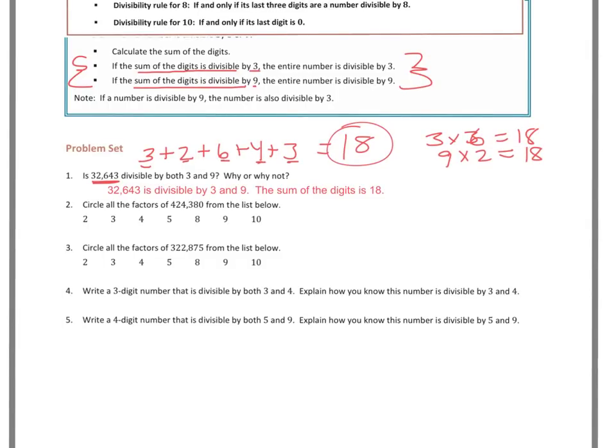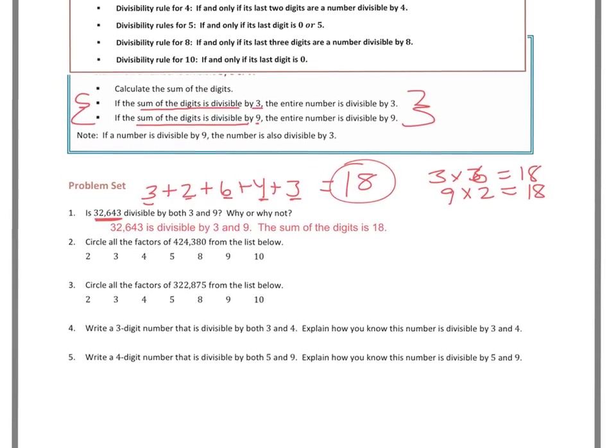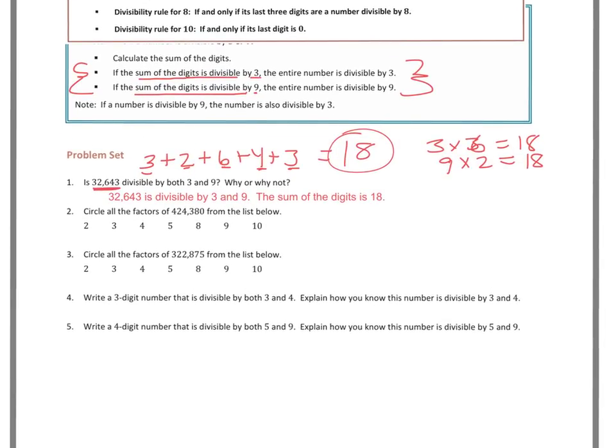Let's take a look at 2. Circle all the factors of 424,380 from the list below. So we've got to look at 2, 3, 4, 5, 8, 9, and 10. For this, we're going to check all of them. So 2. If we look up at the top, the divisibility rule for 2: if and only if its last digit is 0, 2, 4, 6, or 8. Well, let's look at the last digit. It's 0, so it's divisible by 2.